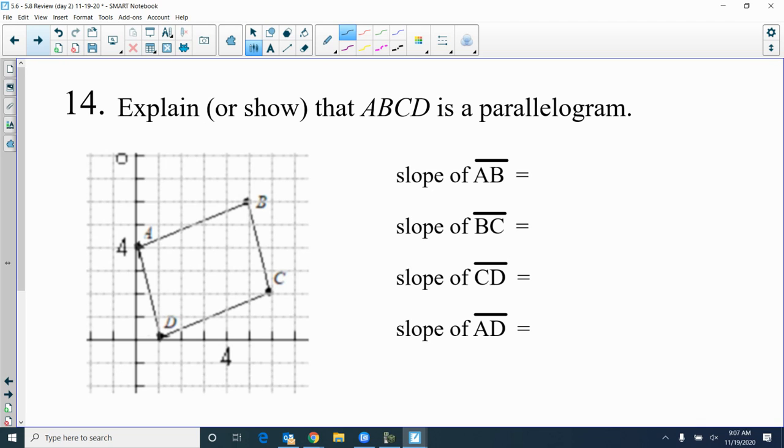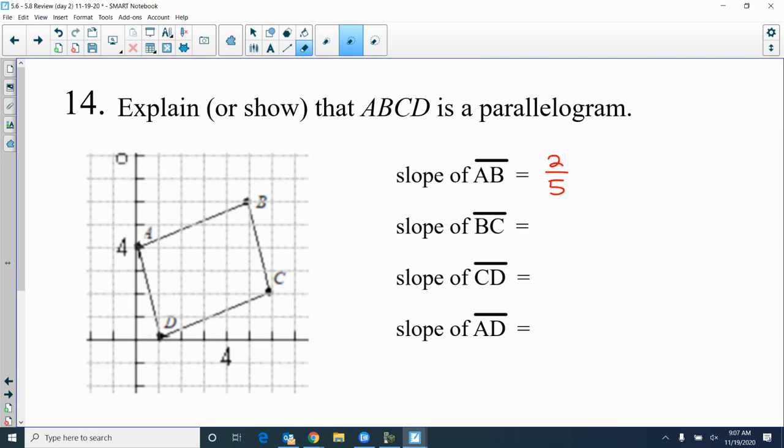All right, the slope of AB, it's right here. Here's A, here's B. It goes uphill, so it's positive. You go up how many and over how many? Up 2, and over 1, 2, 3, 4, 5, right? So the slope of AB is 2/5.